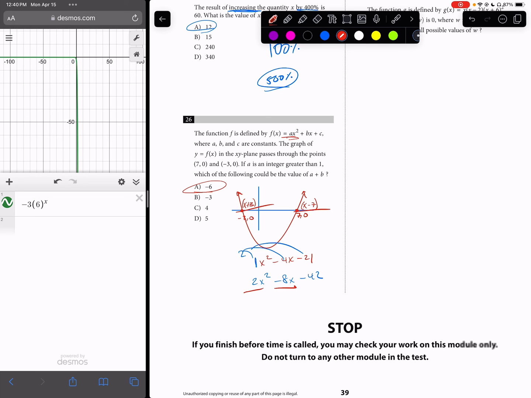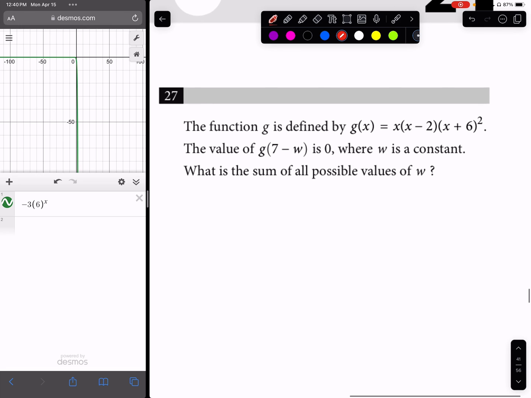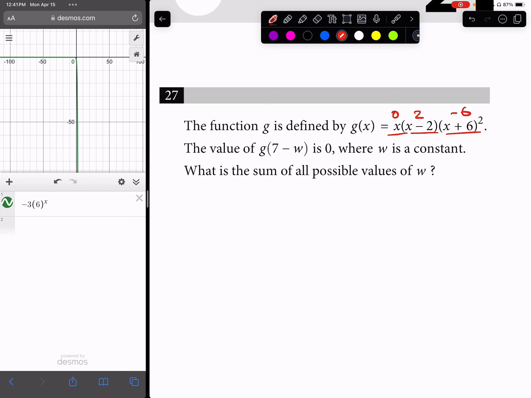Let's come on over here. Let's try number 27. I think the last question on this test. Okay, they saved the worst for last. This one does look a little strange, but it does say that this and this are the zeros, really 0, 2, and -6. The value of G, 7 minus W, is 0, where W is a constant. What is the sum of all possible values of W?